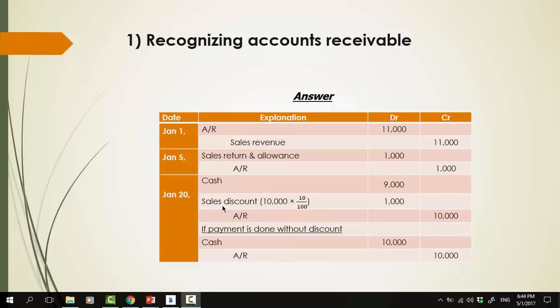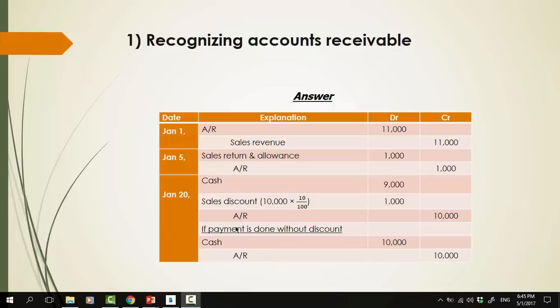Then we will have another account called sales discount. The sales discount will be 10% of the account receivable. The accounts receivable will be credited by the remaining amount, 11,000 minus 1,000, then it will be $10,000. Then the sales discount will be 10% of the $10,000, it will be 1,000. Then the amount of the cash that will be collected, $9,000.